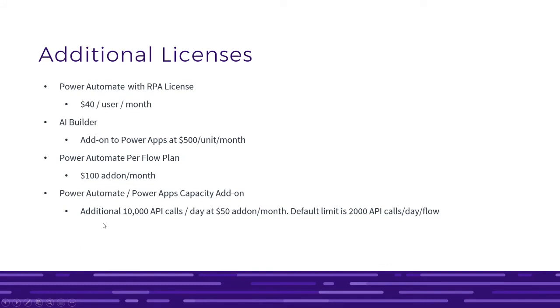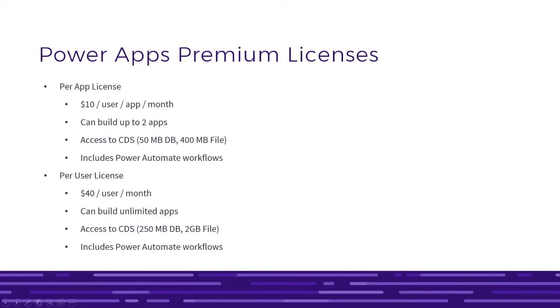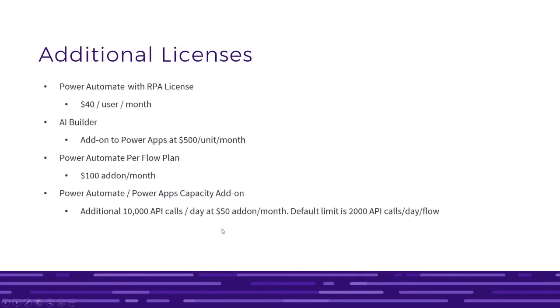There's also add-on capabilities if you're doing very intense processing. Most standard free plans come with, I think, 2,000 API calls per day per workflow. But if you're doing heavy processing, then it can be upgraded to up to 10,000 calls a day.